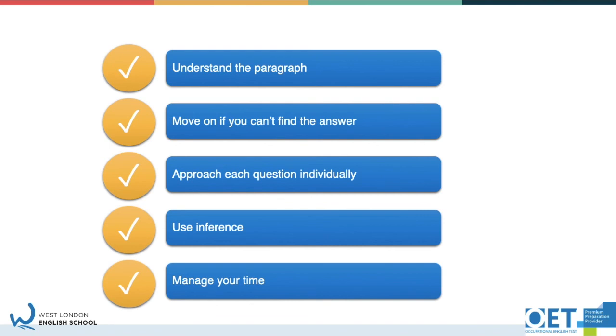If you haven't seen our video about Part B yet for reading, I would watch it. There's lots of useful information on managing your time in the exam for Part B. And obviously, because Part B and Part C are together, it's important that you understand the way that both of them work in terms of timing.